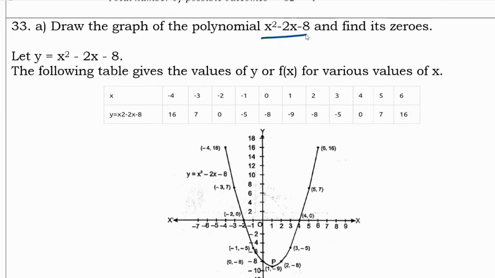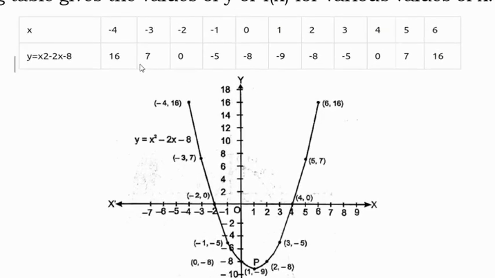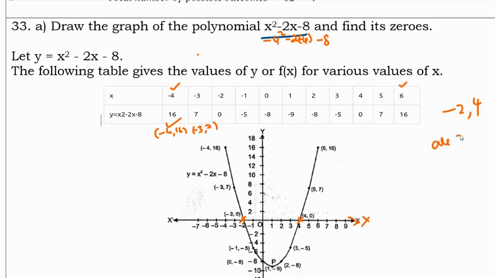Draw the graph of the polynomial x square minus 2x minus 8 and find its zeros. To draw the graph, we have to take the values of x from minus 4 to 6, with values 16, and so on. We plot these points on the graph sheet, and we get a parabola. Wherever this parabola touches the x-axis is the solution. It is touching the x-axis at minus 2 and 4. So minus 2 and 4 are the zeros of the given polynomial.